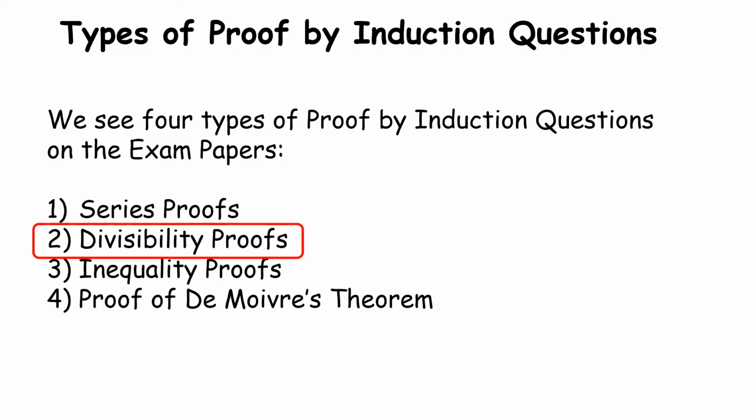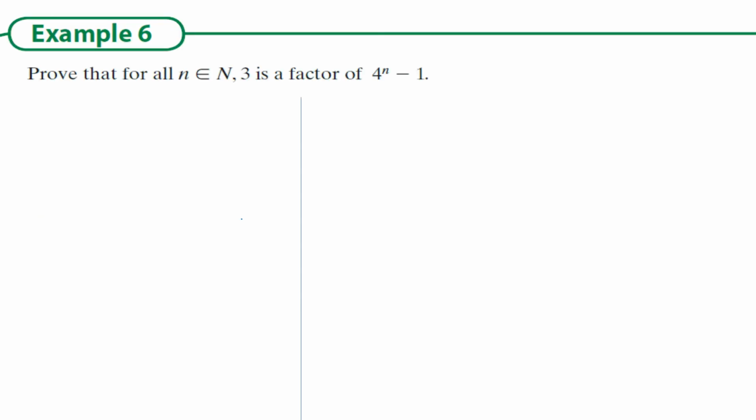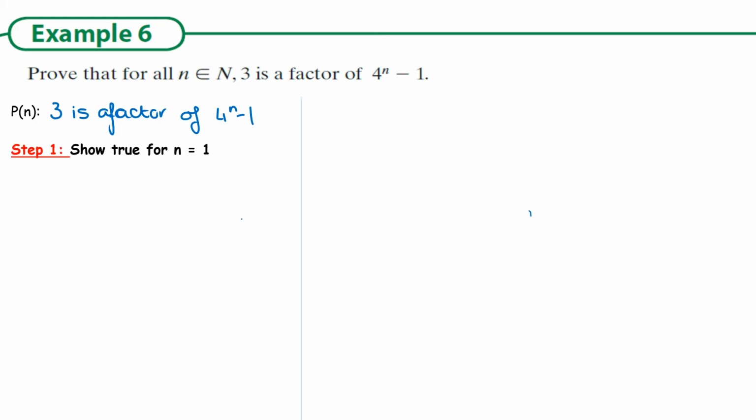These divisibility proofs, we can only look at examples, and they could ask something that is similar but not exactly the same. So let's jump into an example. Prove that for all n element of natural numbers, 3 is a factor of 4 to the power of n minus 1. So our proposition is slightly different here. We want to prove that 3 is a factor of 4 to the power of n minus 1, and that means 3 divides in evenly with no remainder.